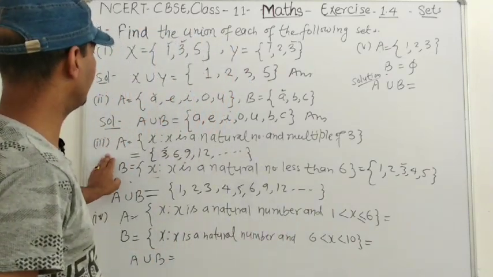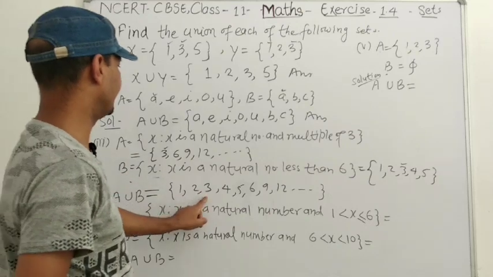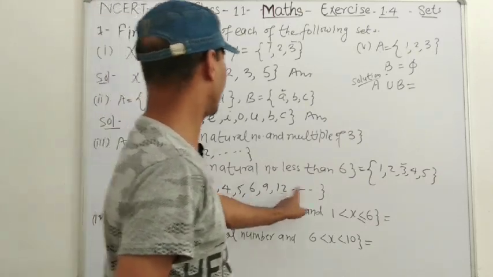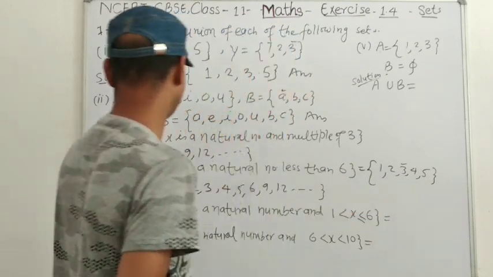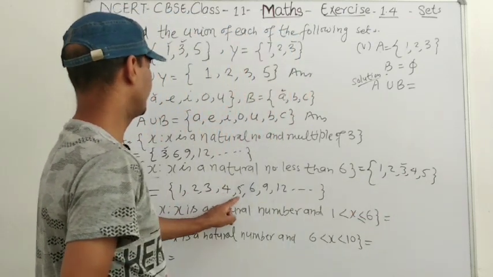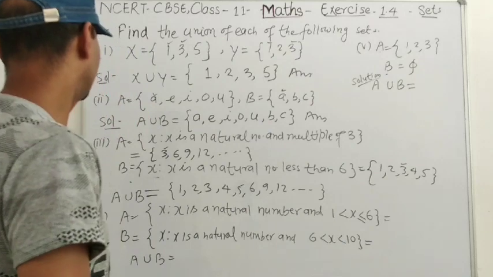See once again. Here we should write all the elements of A. Elements of A is 3, 6, 9, 12. And all elements of B 1, 2, 3, 4, 5. So it is the answer of part 3.